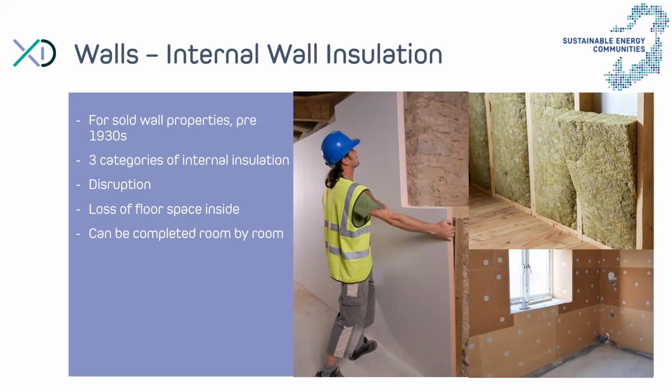So the most common option is what you see in the middle picture here, with let's say a Kingspan board, if you want to put the name on it, which is a pre-bonded plasterboard, and that plasterboard is skimmed over to give you a lovely finish.